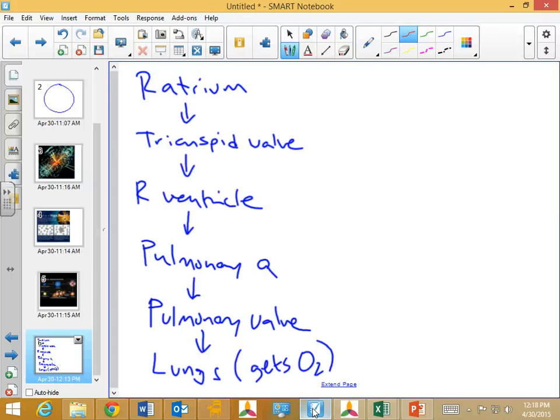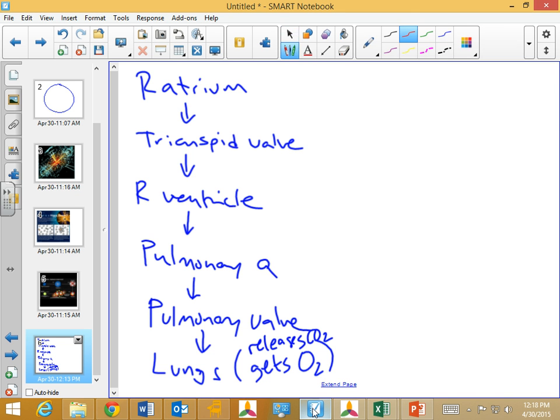Yes, ma'am? We will. Not this chapter, but we will, absolutely. The little things are called the alveoli, little sacs in the lungs that make that transfer. Carbon dioxide goes out, oxygen comes in. So it gets O2, and we can put here too, releases CO2.